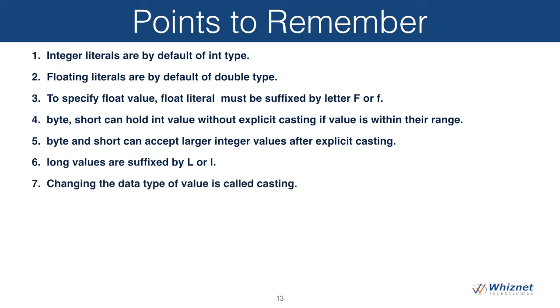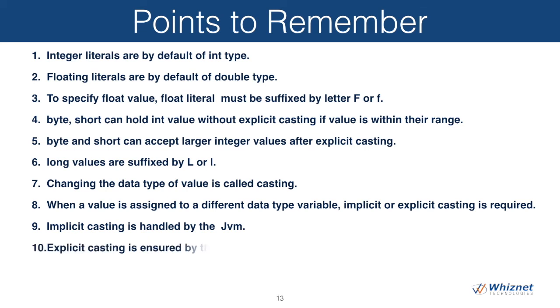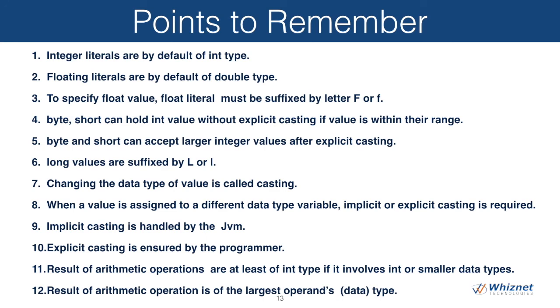Changing the data type of value is called casting. When a value is assigned to a different data type variable, implicit or explicit casting is required. Implicit casting is handled by the JVM. Explicit casting is ensured by the programmer. Result of arithmetic operations are at least of int type if it involves int or smaller data types. Result of arithmetic operation is of the largest operand's type.